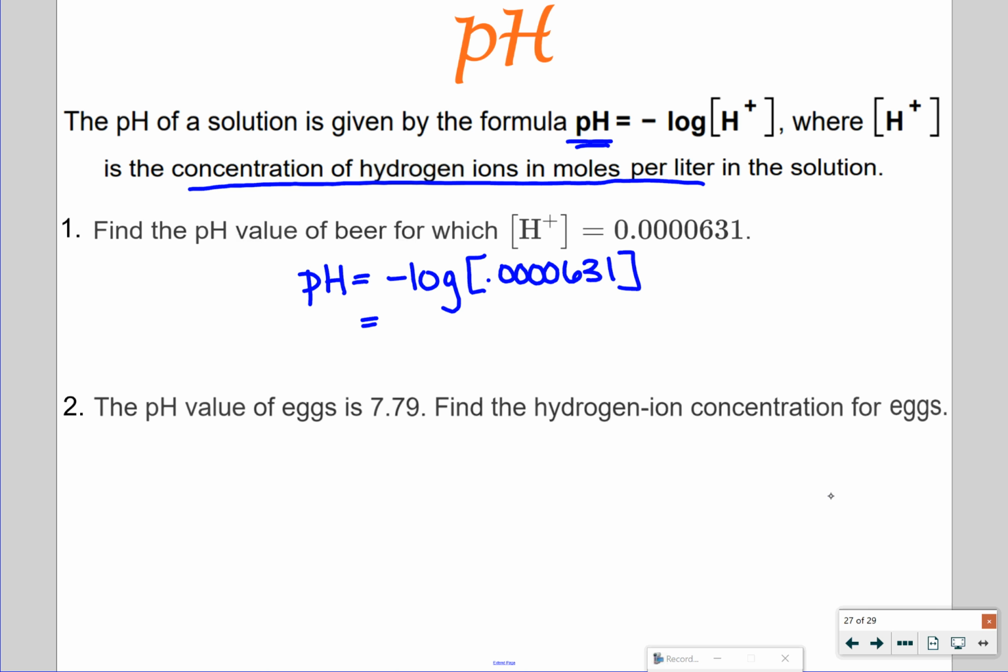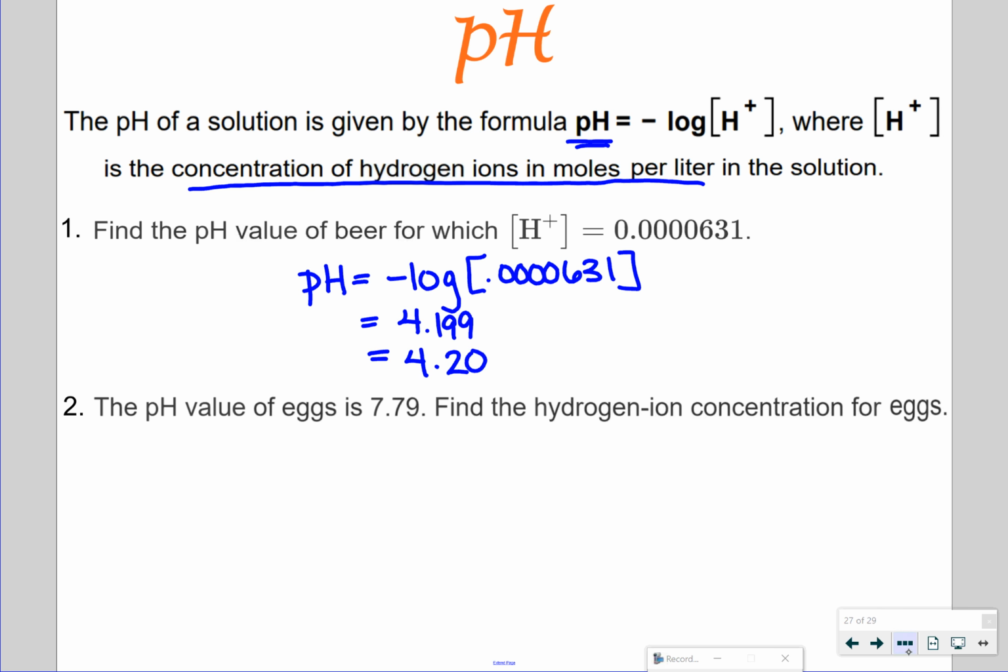Okay, so I'm going to hit my negative key, then my log key, and then that big number. 4 zeros, and then 631. And I get 4.199 if I round to 3 decimal places. So it's going to be about 4.2. Usually we give it 2 decimal places if possible. Okay. It would be 4.20 if I round this one, would be the pH.